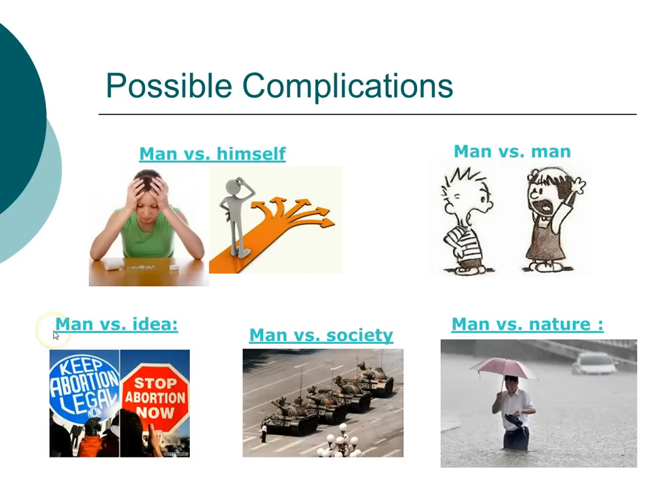You can have a man versus an idea. So, this is an example of a belief. So you see some protesters here believe in keeping abortion legal, while other protesters do not and feel it's wrong. So man versus idea could be a complication.